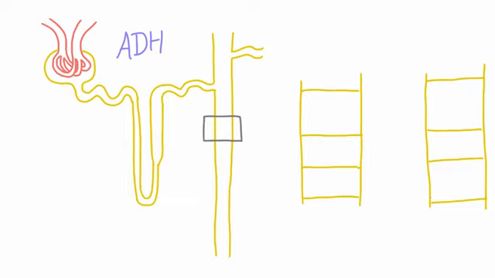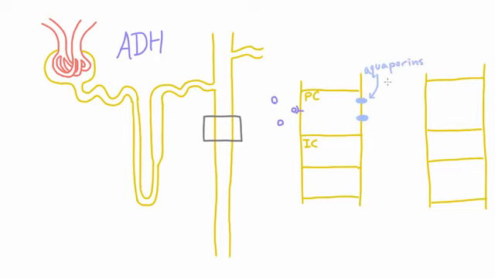And what ADH does is it comes over, and we'll draw it as these little circles, and it binds to receptors on the principal cells in the collecting duct. So not the intercalated cells, but the principal cells. And what happens when it binds to these receptors is that it causes the cell to put aquaporins into its apical membrane. So these are aquaporins, and if you recall, aquaporins are channels that allow water to pass freely.